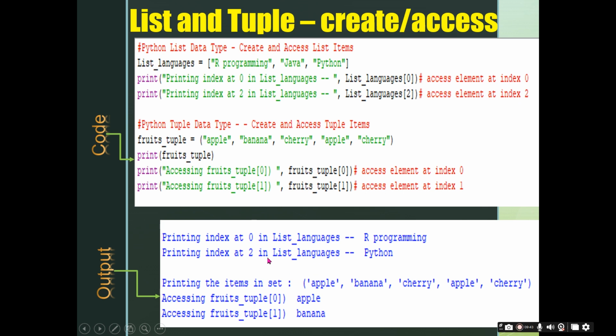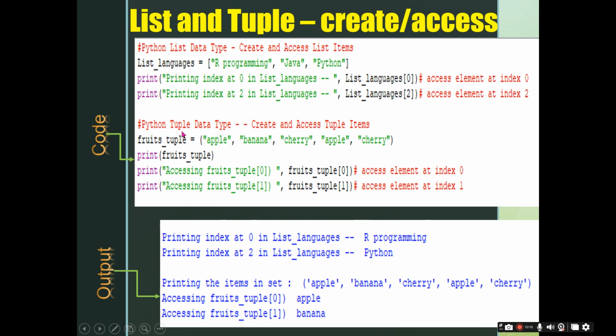So this is printed here. The output is shown here. For the first print statement, it displays list_languages of 0, nothing but R programming. And then for the third item in the list, it is stored in list_languages of 2. Okay, it starts from 0, 1, 2. So this Python is displayed here.